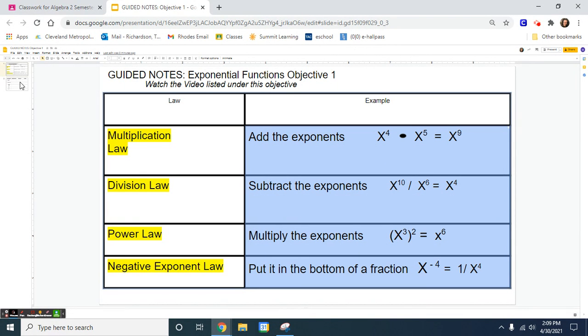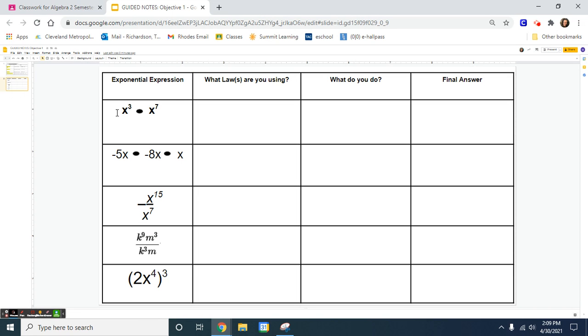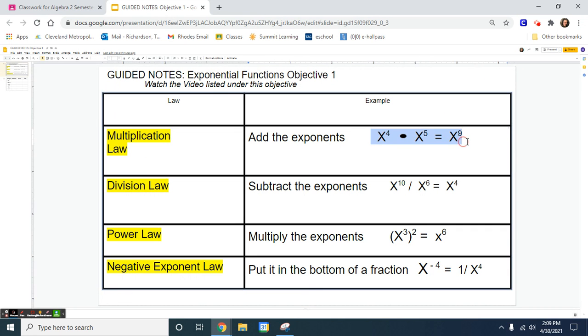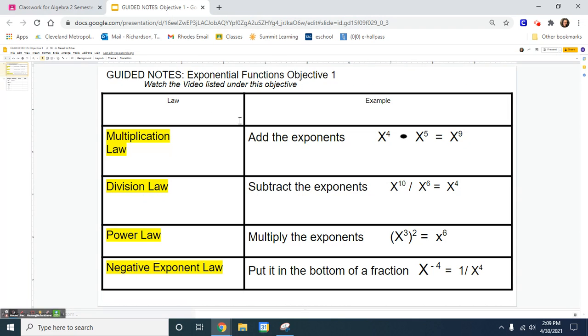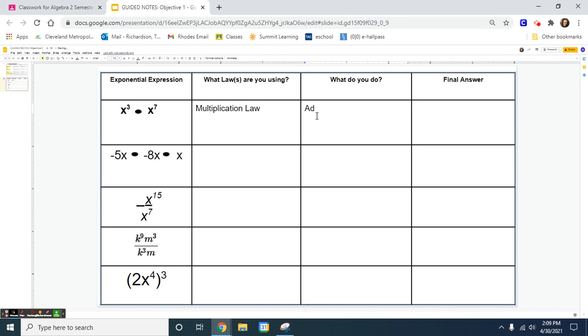So let's do some practice problems. Our first problem says x to the 3rd times x to the 7th. I'm asking you 3 things: what law you're using, what you have to do, and what your final answer is. The law is pretty obviously the multiplication law. It looks just like our example in the multiplication law. So I'm going to start by saying it's the multiplication law. What do you do? Remember, you add the exponents.